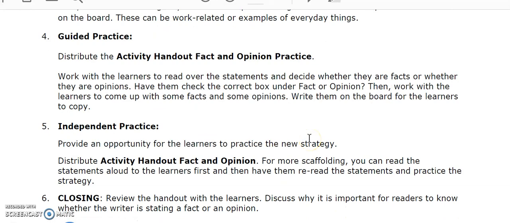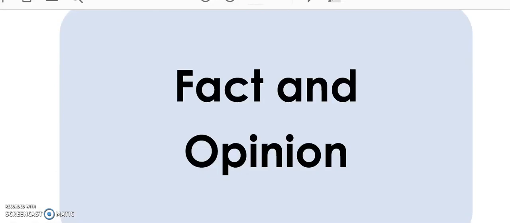Finally, there's a short closing activity. Please refer to the lesson plan for information on how to teach this strategy in more detail.